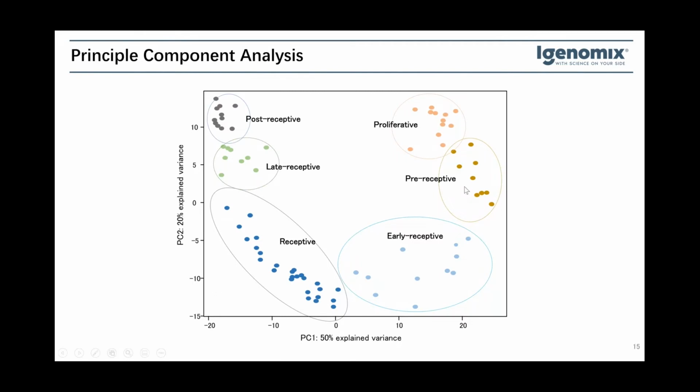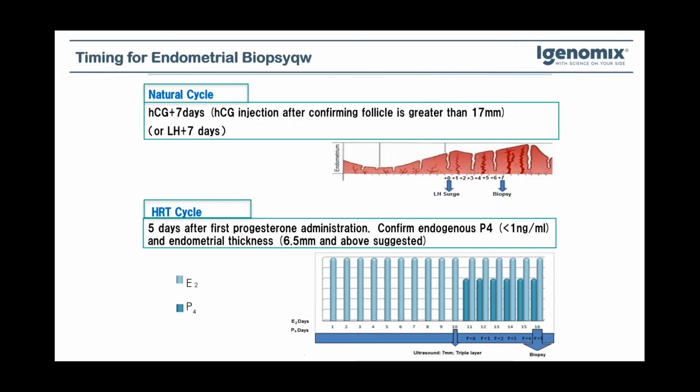And also you see the different clusters, and when the samples fall into different clusters, we use the clusters to classify whether the sample is receptive or non-receptive, or early receptive or pre-receptive. Okay, and the timing for the endometrial biopsy, sorry about the typo here, we were able to do natural cycle and HRT cycle, but we do suggest HRT cycle.